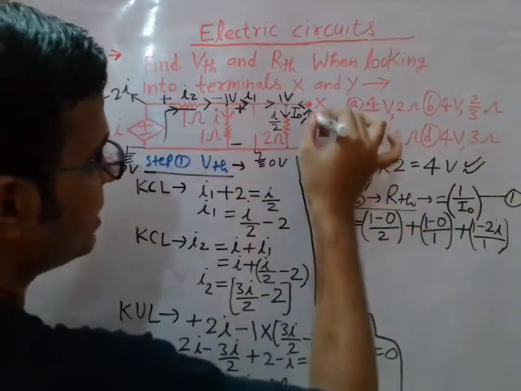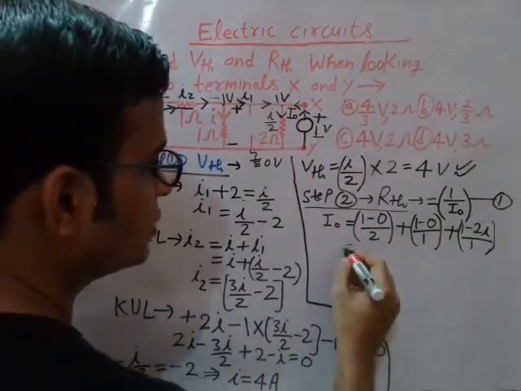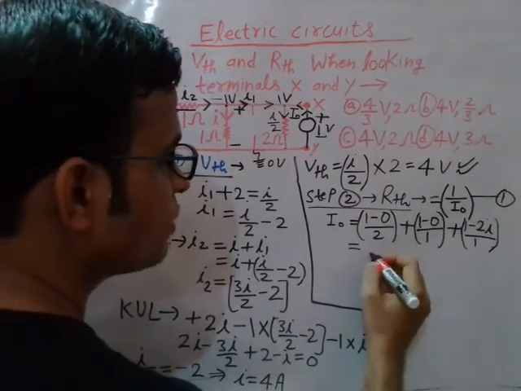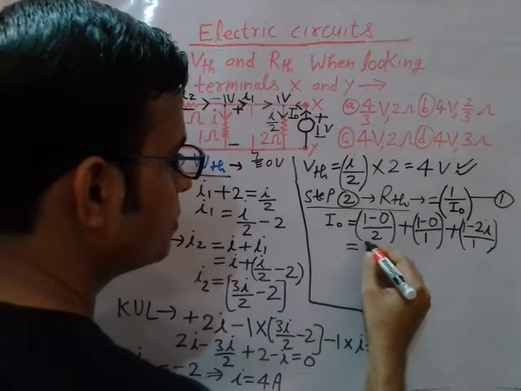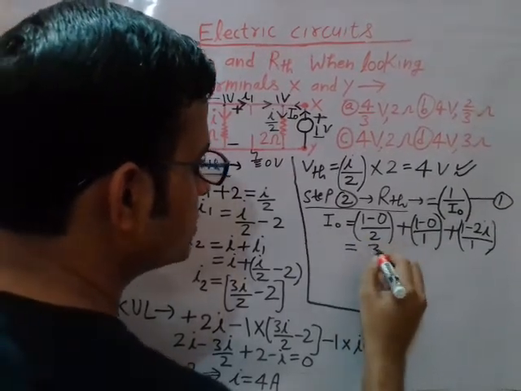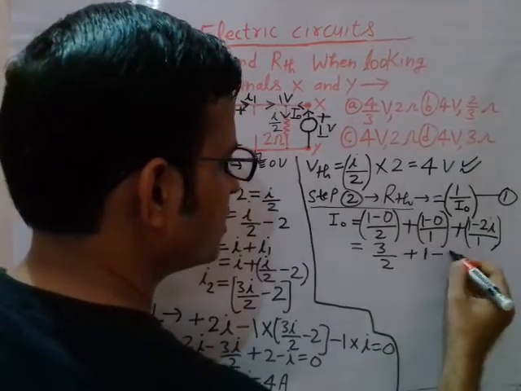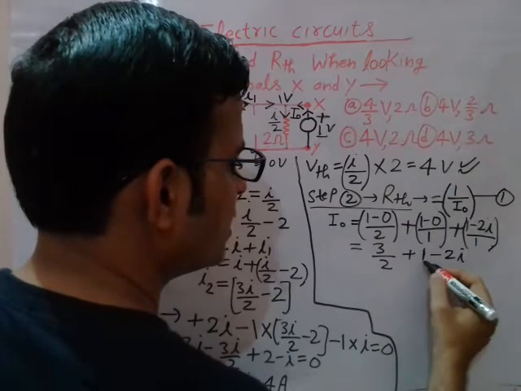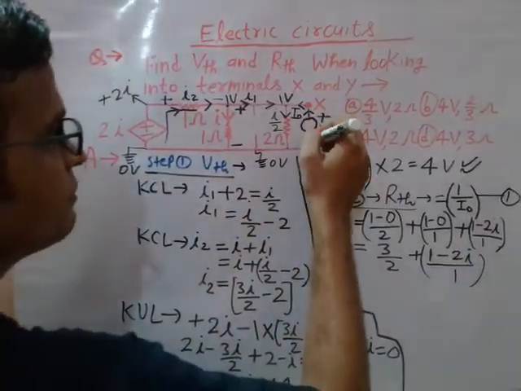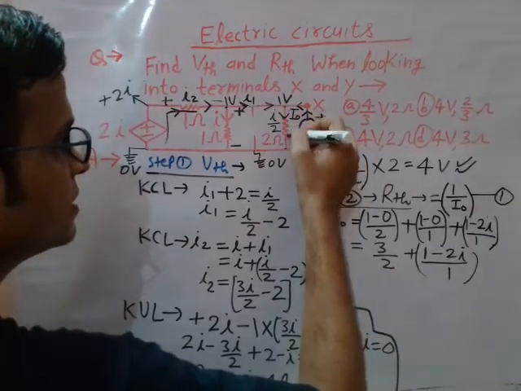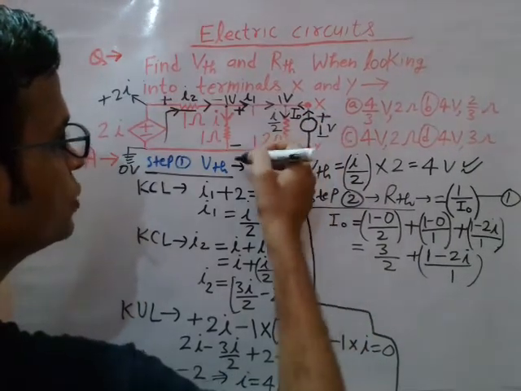So that's why I have connected a test voltage source. Here I will further solve this. So 1 by 2 plus 1, this is 3 by 2, plus 1 minus 2i divided by 1. Now this is 1 volt. 1 volt will be across this same parallel branch. So what is the value of this current? Or you can choose this current.